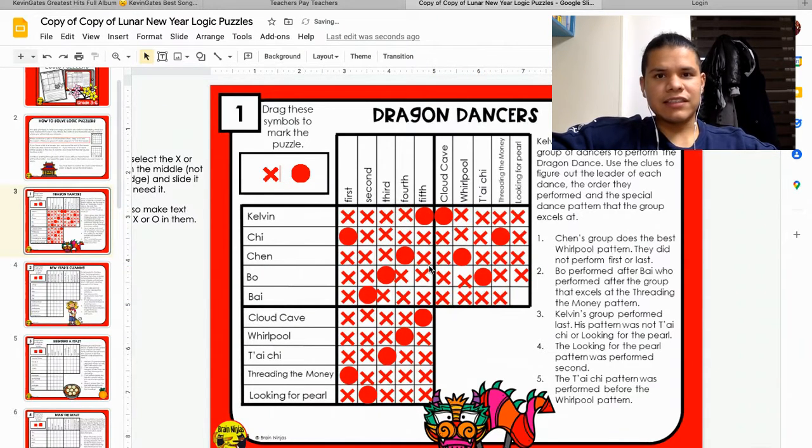And last but not least, this should be the magic finishing touches. We have Bai, who went second, and that was looking for the pearl. So we can see Bai over here, and that is also looking for the pearl. So congratulations, you used your growth mindset and completed your first logic puzzle.